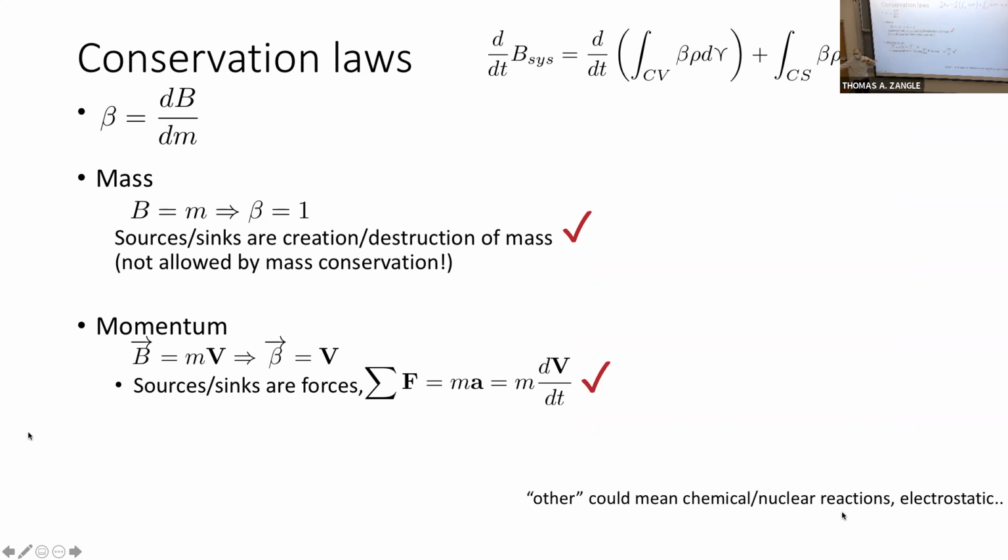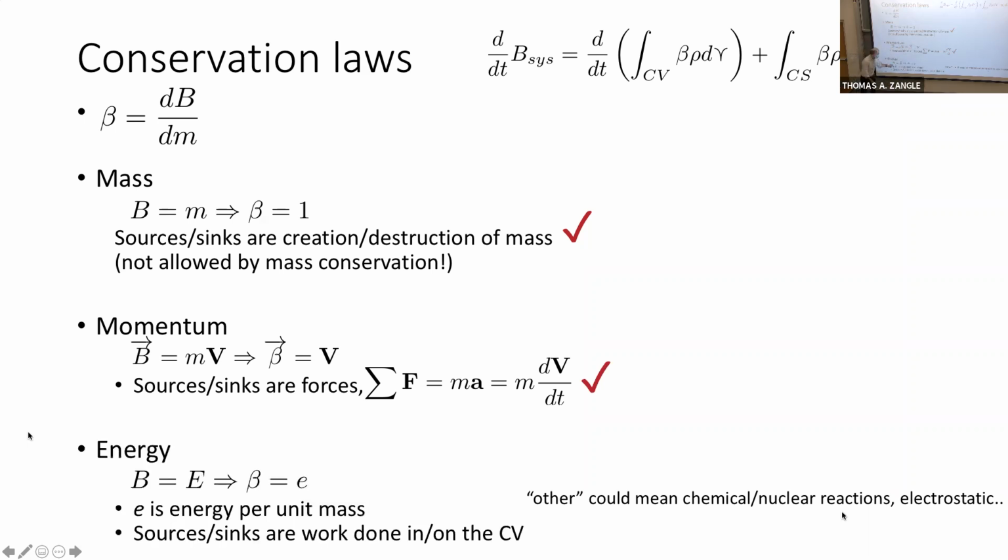And remember I said in this class, we're going to do mass, momentum, and energy balance. So the next thing to do is to say that B is E, or energy, total energy in the system and the control volume. Now beta is going to be little e, where little e is the energy per unit mass. And now our sources and sinks of energy are going to be work or heat: work done on the CV, or heat added to the CV or taken out of the CV.